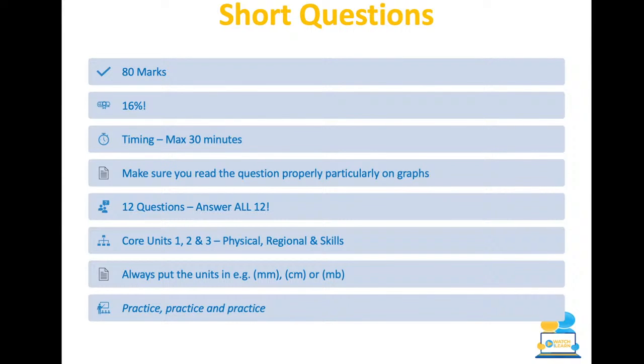Another tip is there's 12 questions, answer all 12, because the examiner will mark all 12, and then they'll pick the best 10. So a really critical tip: answer all 12. Even if you're just having a guess at some of them, that's fine.